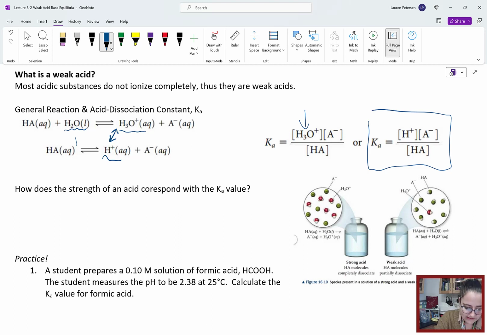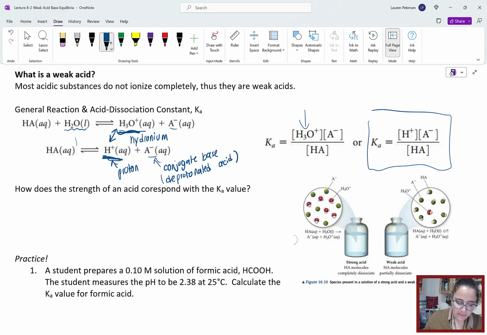Okay, but yeah, this H3O+ is called hydronium, and it's what happens when that H+, which we sometimes just call the proton, bonds to a water molecule. Okay, and then we have our A-, that is going to be the conjugate base, aka that deprotonated acid.